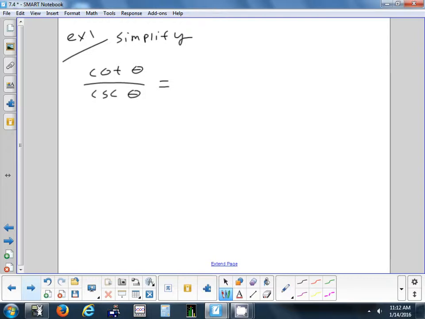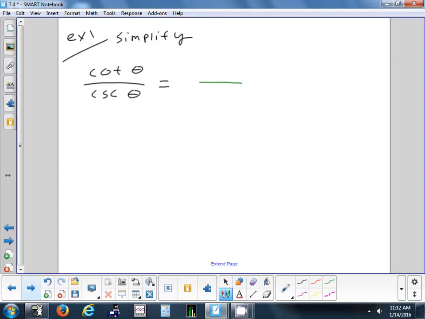So we've got cotangent divided by cosecant. We're going to try changing everything here to sines and cosines. And chances are something will cancel out. All right, let's start with the top.